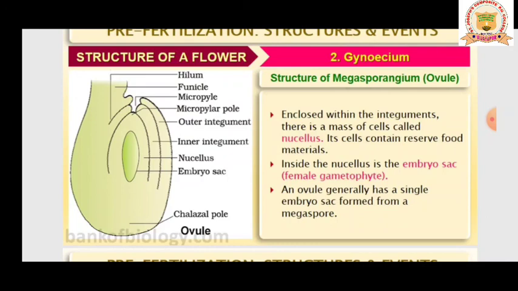So from the megasporangium you get a single ovule. Please do remember the nucellus cells, the mass of cells enclosed within the integument, which contain reserve food material to nourish the embryo sac within. Thank you. We'll continue with the next part in the next session. Thank you very much.